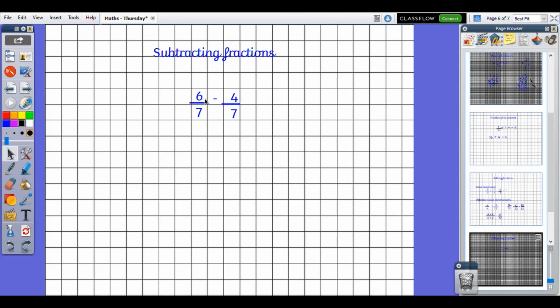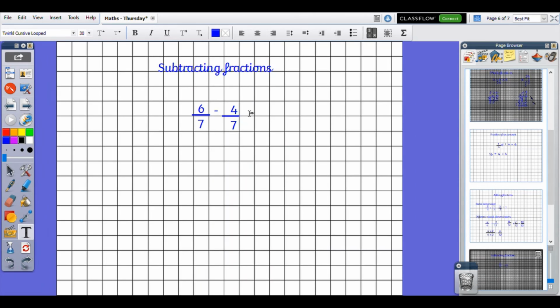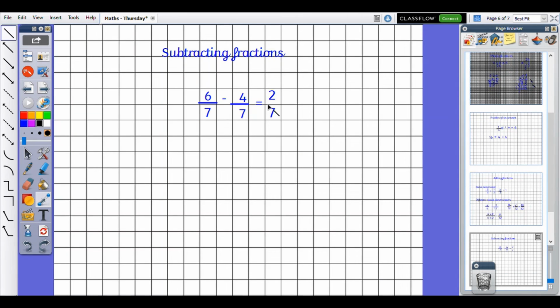So you've got 6 sevenths, subtract 4 sevenths, which will give you 2 sevenths. So again, we don't have to touch the denominator, we just have to change the numerator. Okay, that one's nice and simple.